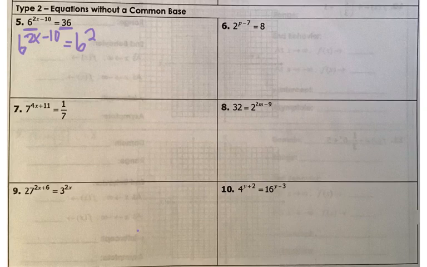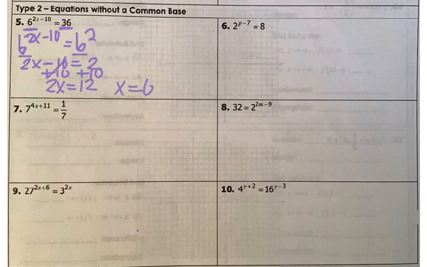So 6 squared. We'll go right here. From there, we're back to what we started with in your examples above. So we have the same base. So we're just dropping down our exponents and we're solving our equation. Okay, so we add 10 on both sides, and we're left with 2x equals 12, so x equals 6.